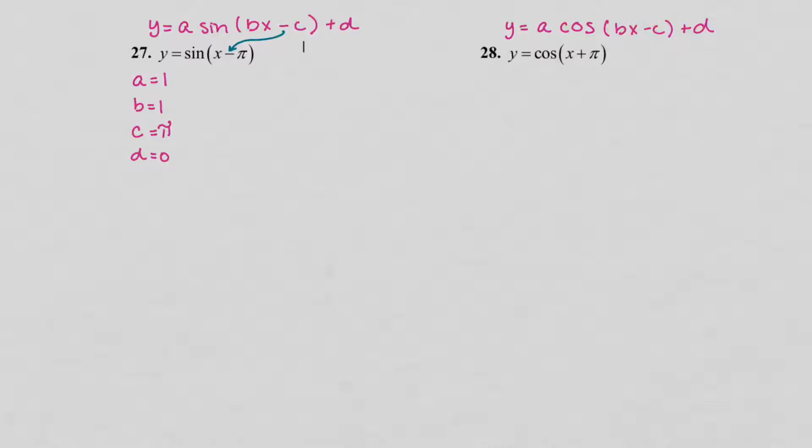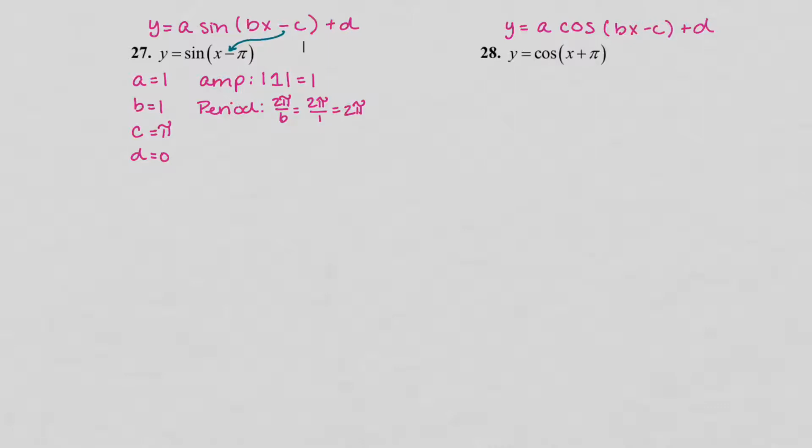And so using a, b, c, and d, we can talk about the amplitude, the period, the phase shift, and our vertical shift. So amplitude is informed by a. Here a is 1, so amplitude is the absolute value of 1, which is just 1, and that's the same amplitude for our parent function. Period is 2 pi over b, and for us, b is 1, so our period is just 2 pi over 1, which is 2 pi. And that's, again, the same period as our parent function.